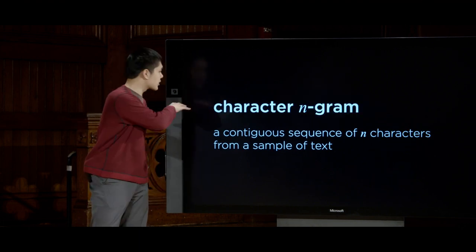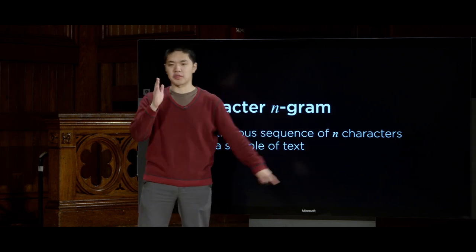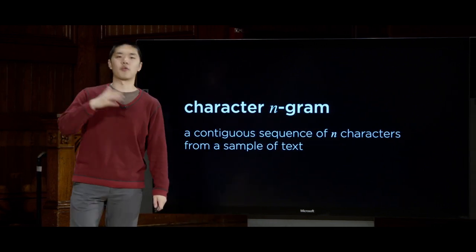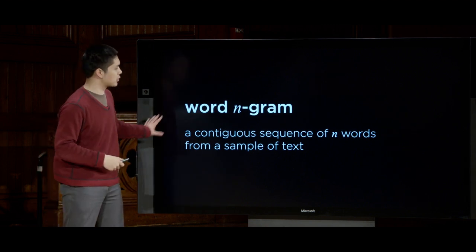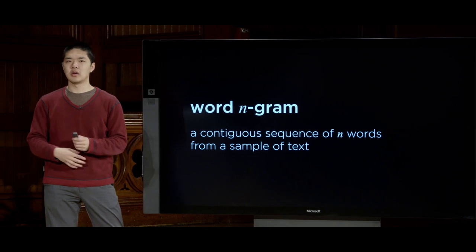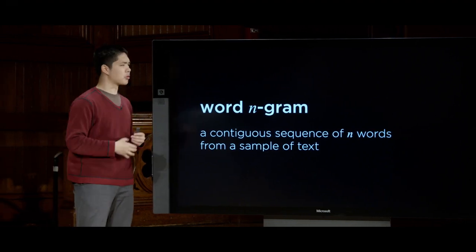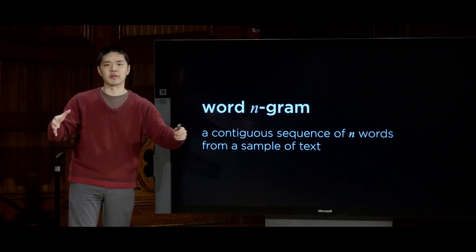We can have character n-grams, which are just a contiguous sequence of n characters, so 3 characters in a row, for example, or 4 characters in a row. We can also have word n-grams, which are a contiguous sequence of n words in a row from a particular sample of text. And these end up proving quite useful. And you can choose n to decide how long our sequence is going to be.